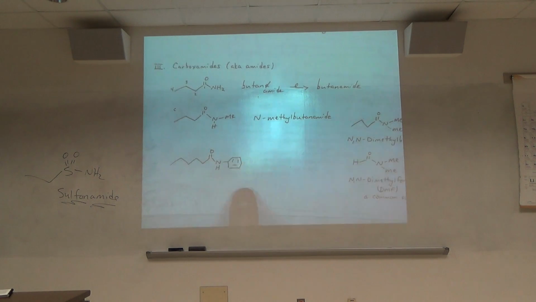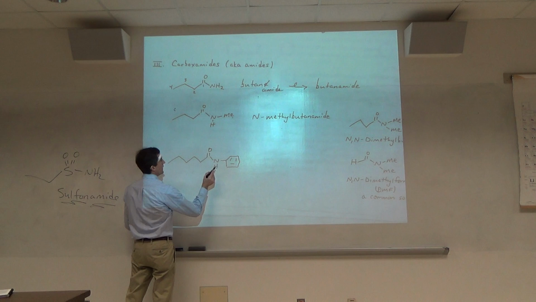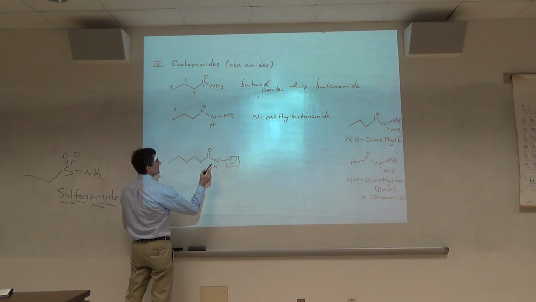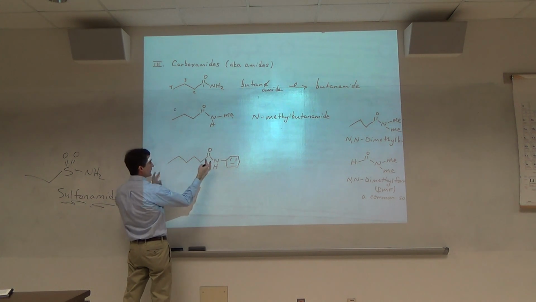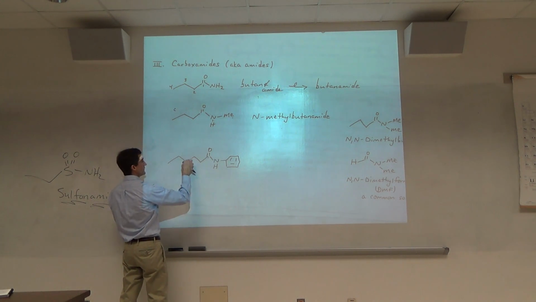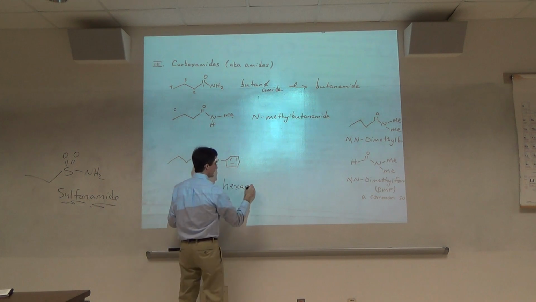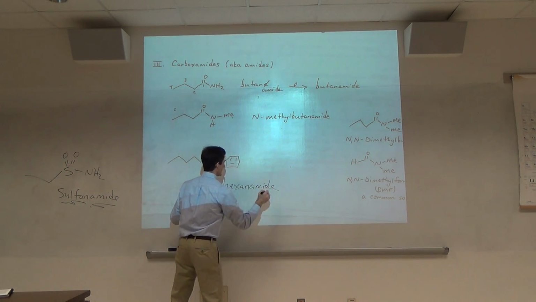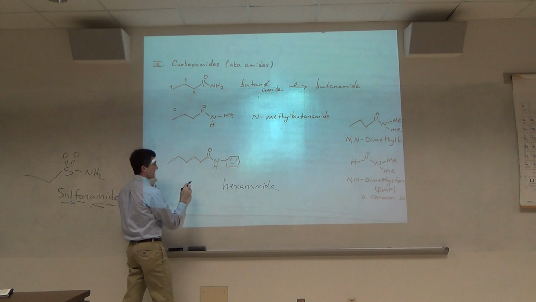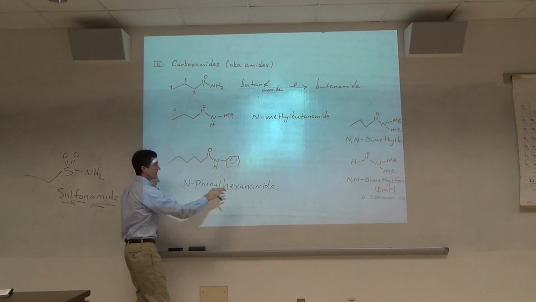How about the one at the bottom? Name that one. What is our sort of acid portion? If that was the acid, what do we got? 1, 2, 3, 4, 5, 6. Not hexane, but hexanamide. What's on the hexanamide? And phenylhexanamide.